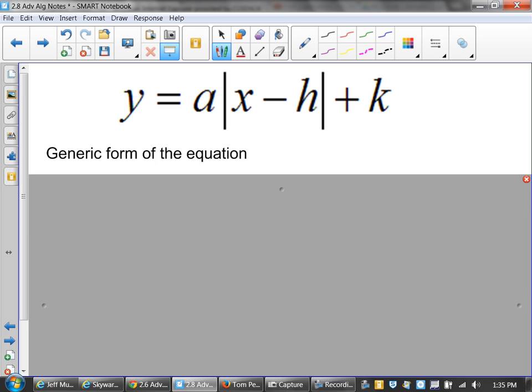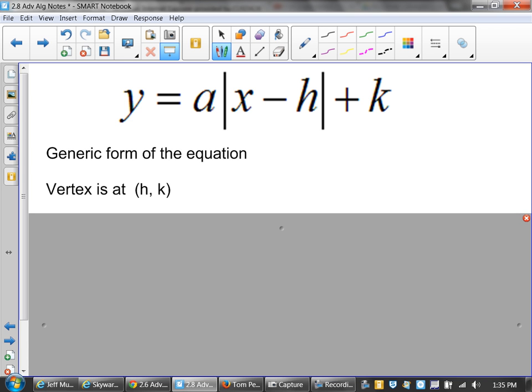Your vertex, where the beam meets, will always be at the ordered pair (h, k). So your vertex is at h and k. For example, if I say the equation y = 3 absolute value of x minus 2 plus 1, what's my value of a? 3. My value of a is 3. What's my value of h? 2.